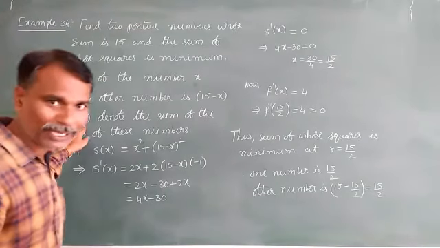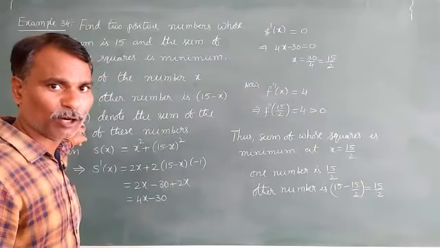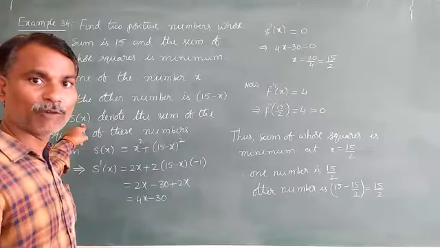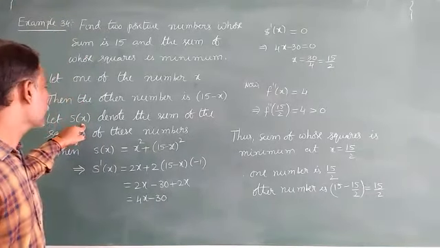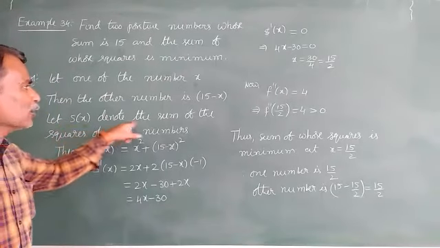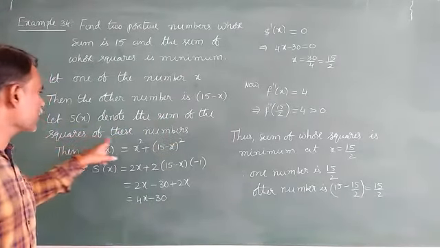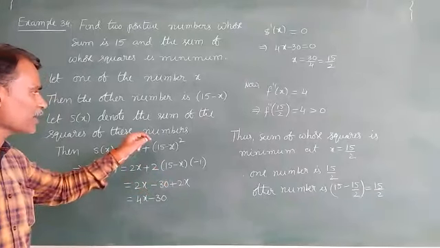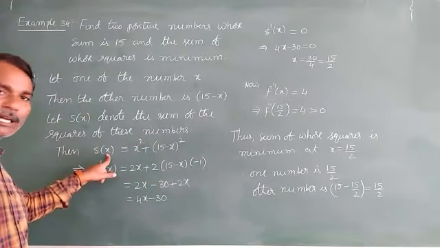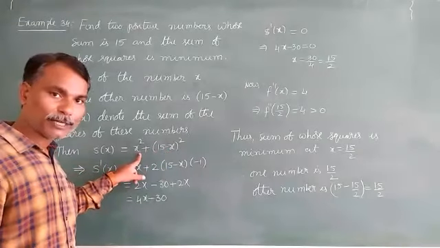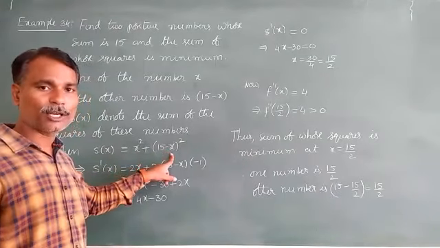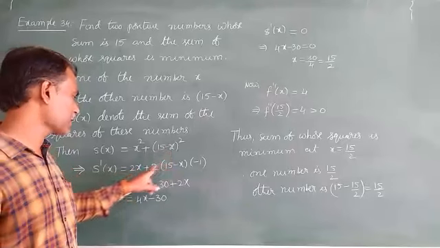That means we should make a formula in one variable, the concept I explained yesterday. Let S of x denote the sum of the squares of these numbers. So the function is S of x equals x square plus (15 minus x) square, because it is the first number's square plus the square of the second number, 15 minus x.